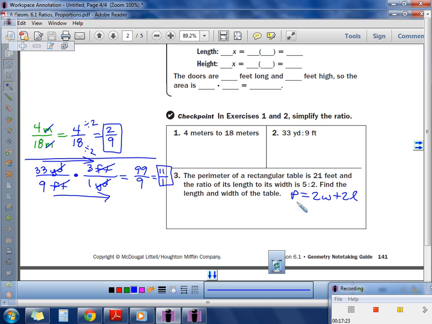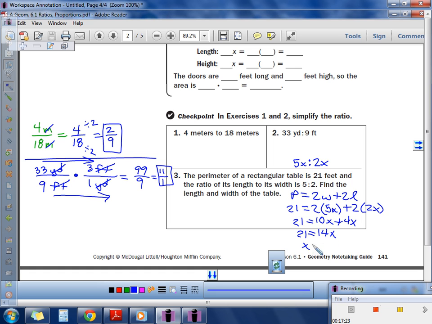So we're going to take these numbers and plug in. There's 21. This is 5 times some number, and then 2 times some number. I'm going to take those and plug them in for my W and L. 2 times 5x, 2 times 2x. So that's 10x and 4x. So that's 14x.